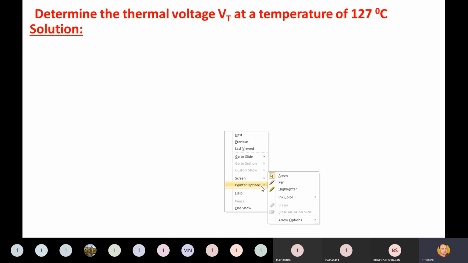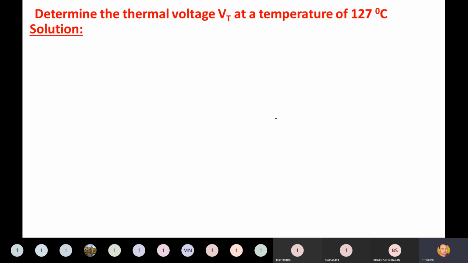Answer, anyone? Determine the thermal voltage Vt, the volt equivalent of temperature, at 27 degrees C. What is the Vt formula? kT by q. Substituting the k and q values, what do you get? You need to remember this one.